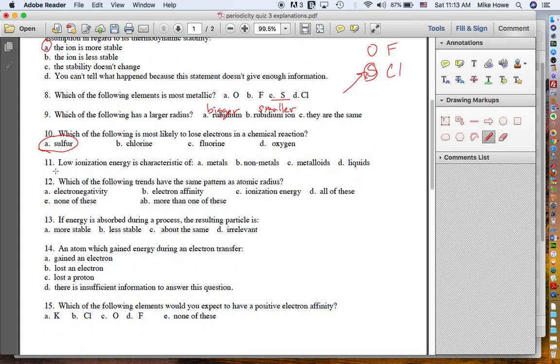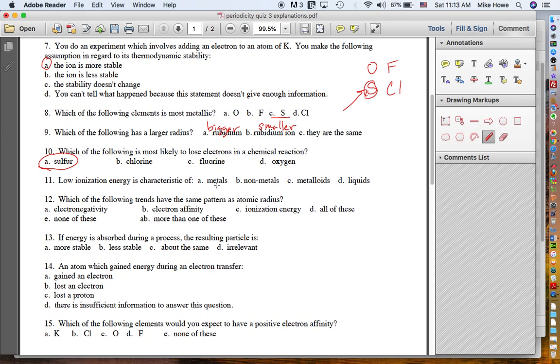Okay, number 11, low ionization energy. Ionization energy is the energy required to remove an electron, so that would be easier or lower for big atoms. Well, big atoms are on the left side of the table. Those are the metals, so there's your answer. As you go to the left, the atoms get bigger, which means they lose electrons easier, so their ionization energy will decrease.